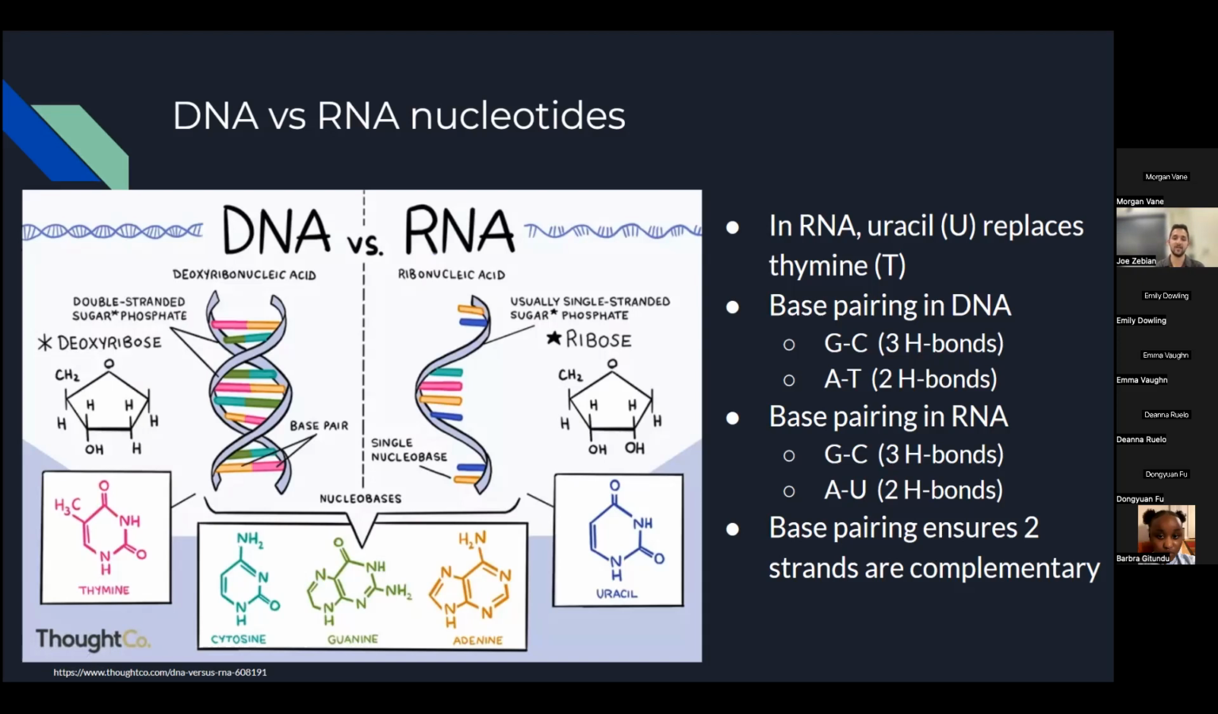And what base pairing does is ensure that the 2 strands are complementary. So if you have a guanine base paired to an adenine, that's a problem. That is not right. The cell will go ahead and fix that through different pathways that you don't need to worry about. But that's how base pairing works.